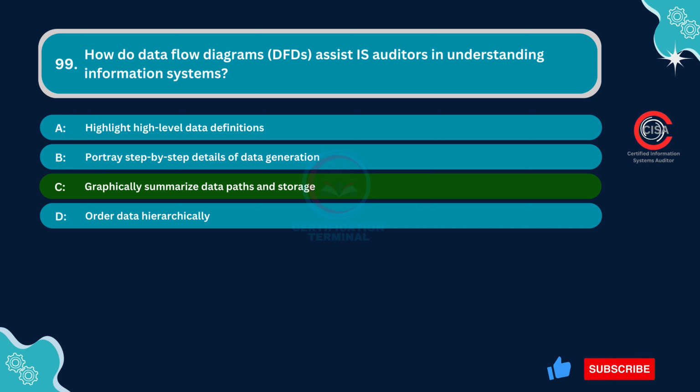DFDs are graphical tools that depict the flow of data through a system. They use symbols to represent data sources, data destinations, processes, and data stores. This visual representation allows IS auditors to understand the system. DFDs provide a high-level overview of how data moves through the system, helping auditors grasp the system's overall functionality. By visualizing data flow, auditors can identify points where controls can be implemented to safeguard data integrity and security.